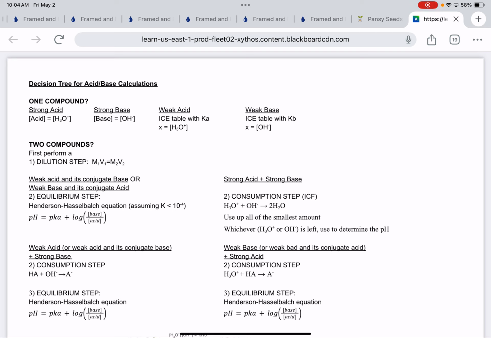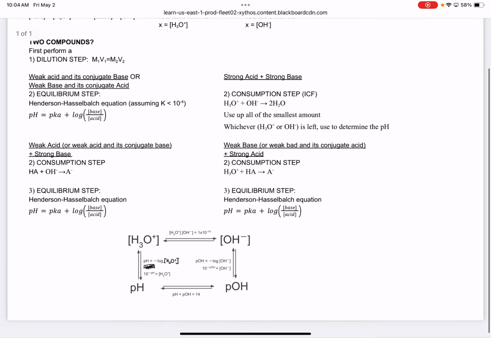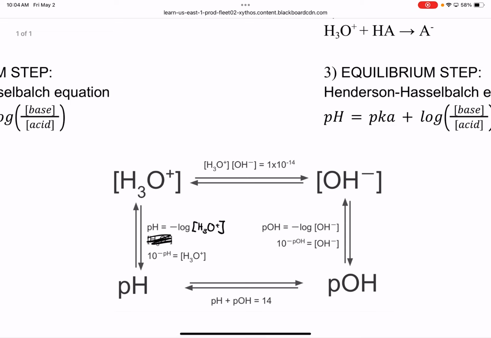I only get you to either H3O plus concentration or OH minus, because then you can use this chart. Okay, so if it's OH minus, you're probably going to do pOH and then get to pH if that's what it's asking for. If it's H3O plus, then you can just go straight to pH. Okay.